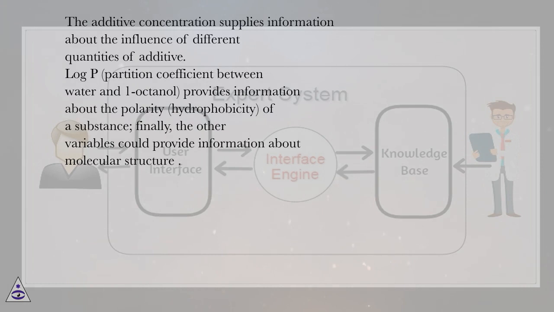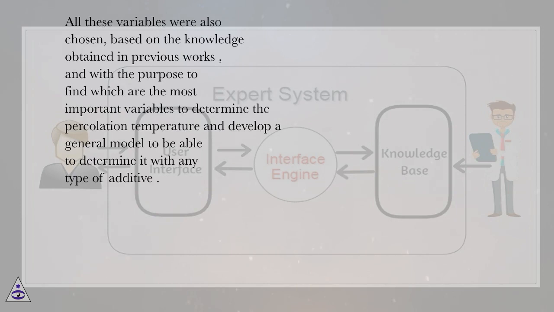Log P, the partition coefficient between water and 1-octanol, provides information about the polarity, hydrophobicity, of a substance. Finally, the other variables could provide information about molecular structure. All these variables were also chosen based on the knowledge obtained in previous works, and with a purpose to find which are the most important variables to determine the percolation temperature and develop a general model to be able to determine it with any type of additive.